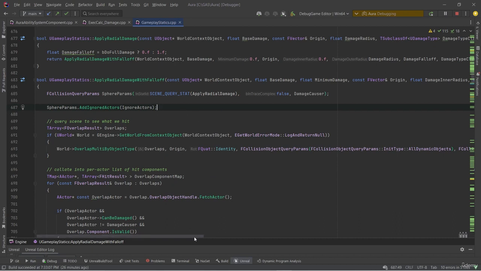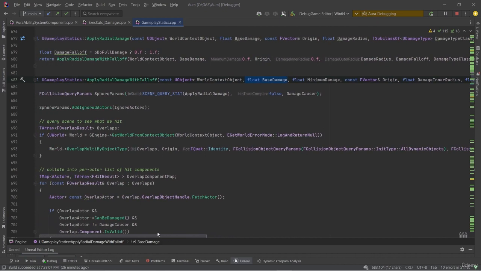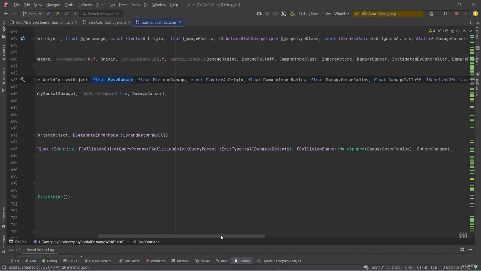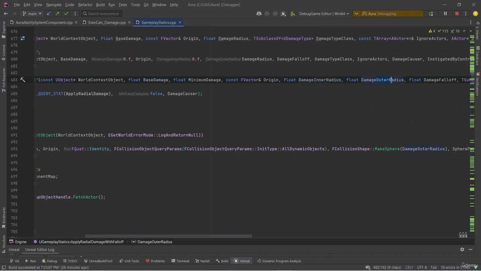But apply radial damage with fall off requires some parameters. It takes in a base damage amount, and it basically nerfs that damage depending on how far away the target is from some origin. And it uses two spheres, a minimum and a maximum sphere. One sphere has an inner radius, one sphere has an outer radius, and any actors that are within that inner radius get the full amount of damage, that base damage passed in, and any actors that are outside of the outer radius, they get the minimum amount of damage passed in. And then any actors in between those two radii have base damage with some fall off, some percentage taken off of that damage depending on the fall off chosen.